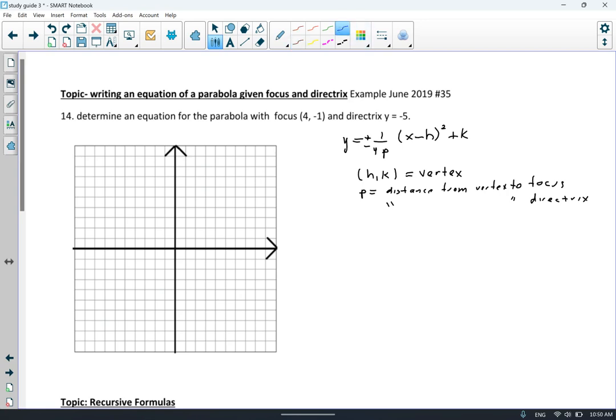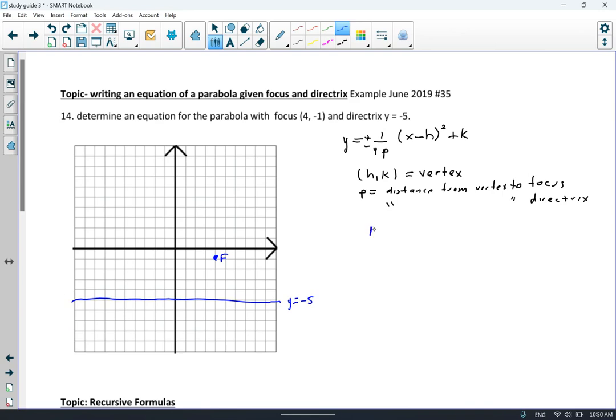So what you want to do with these types of problems is sketch a graph. Sometimes they give you a little piece of graph paper to do it on, or sometimes you just have to sketch it. So (4, -1) is right here, and I label it F. And the directrix is y = -5, so it's this horizontal line, which we label.